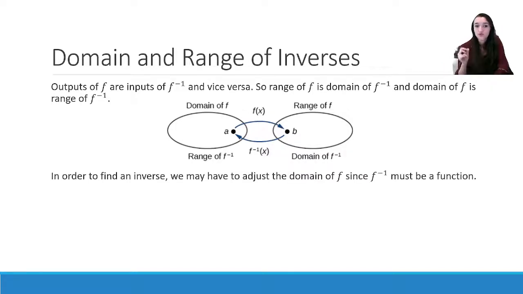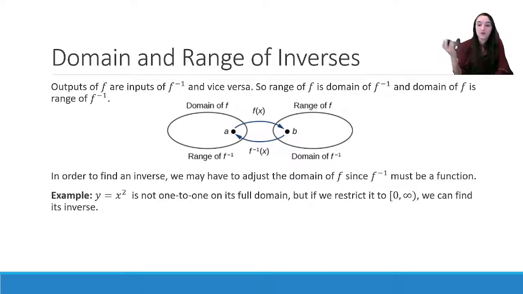So in order to find an inverse, we may have to adjust the domain of f, since f inverse must be a function. So in other words, if our domain has some issue that would cause our f inverse not to be a function, in other words, we don't have a one-to-one function, but we can cut out part of the domain, we can then find a new inverse function based on that restriction.